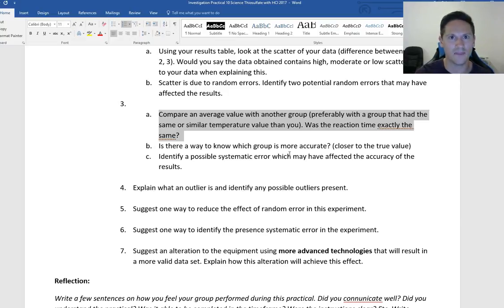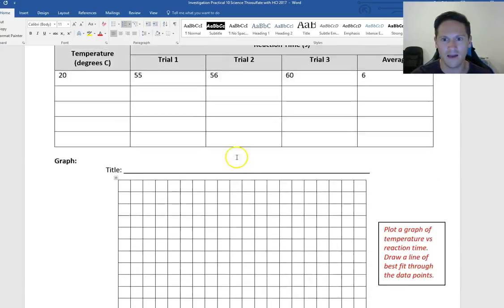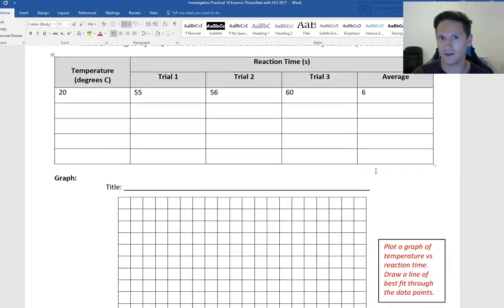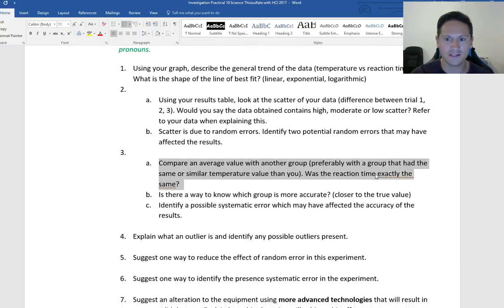And then you just compare your average reaction time. Okay? Oh, sorry, yeah, the average reaction time. And just see how similar it is. Okay? The fact that it's different, it may have to do with, again, those random errors.